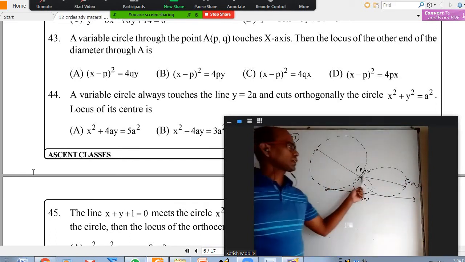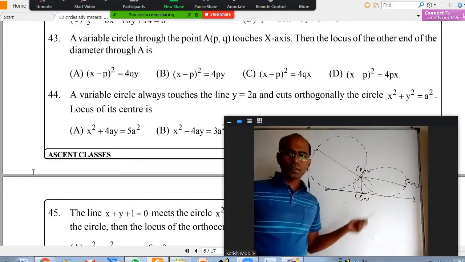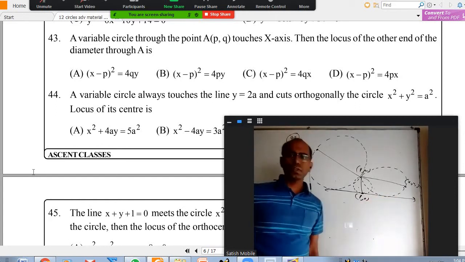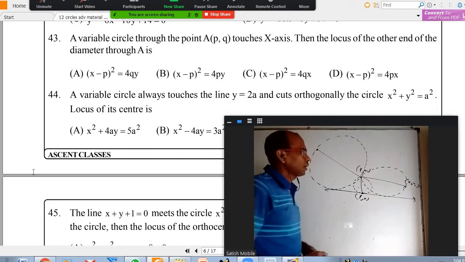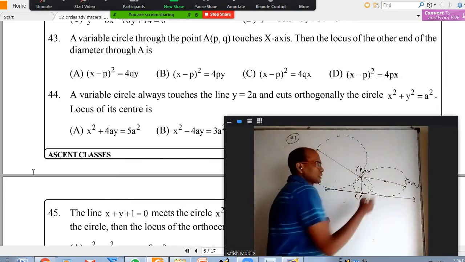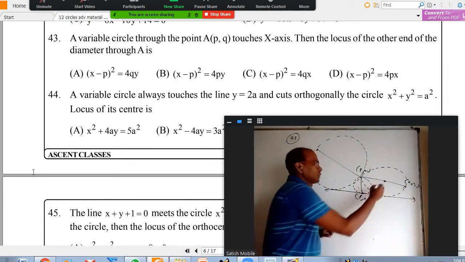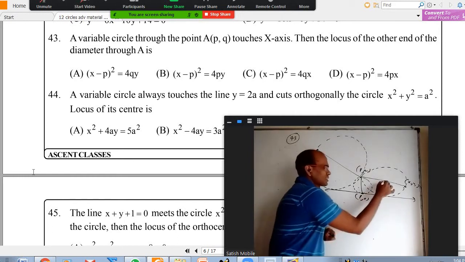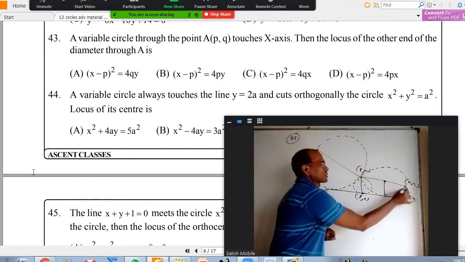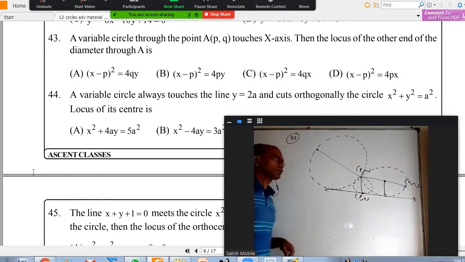Now you can take a circle with these two ends of the diameter. It should touch the x-axis, which means you can use g square equal to c. Or you take the midpoint of these two, and you'll get the center. You can find the radius in two ways. This height is the radius, or the distance between them is also radius. Either way you can do it.